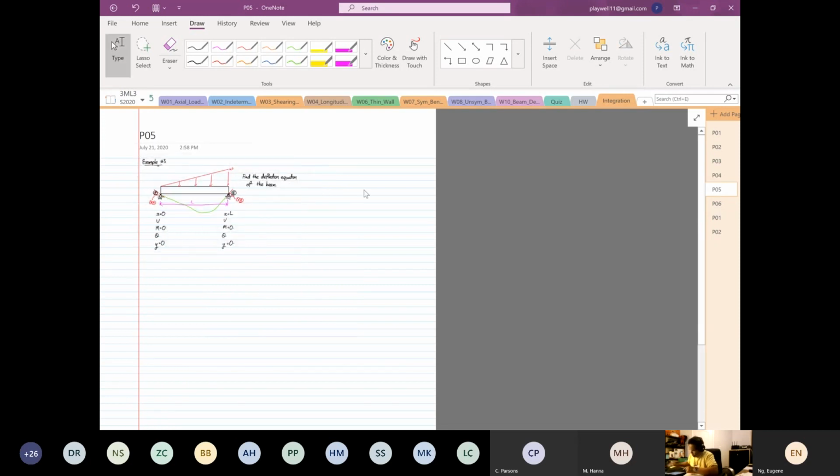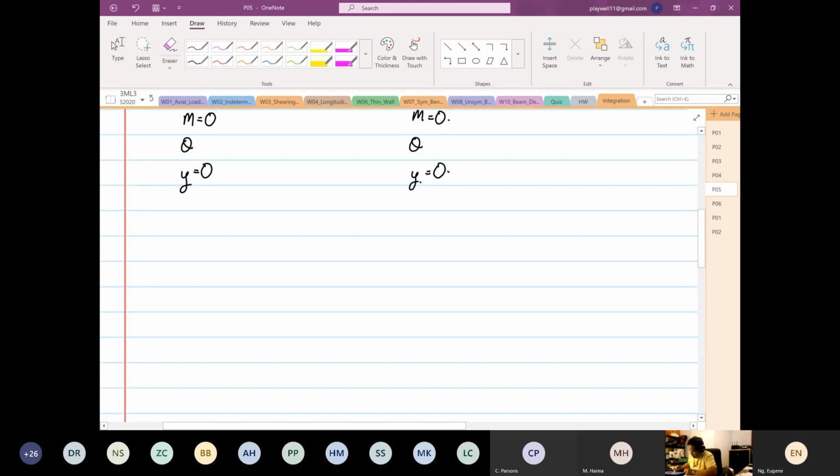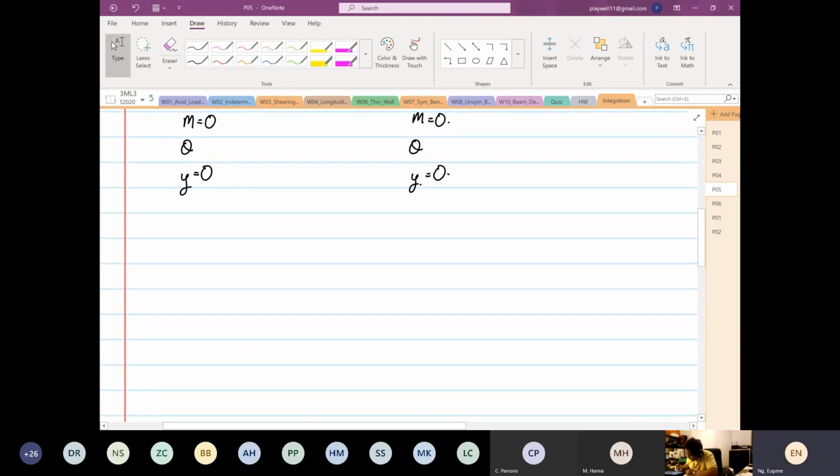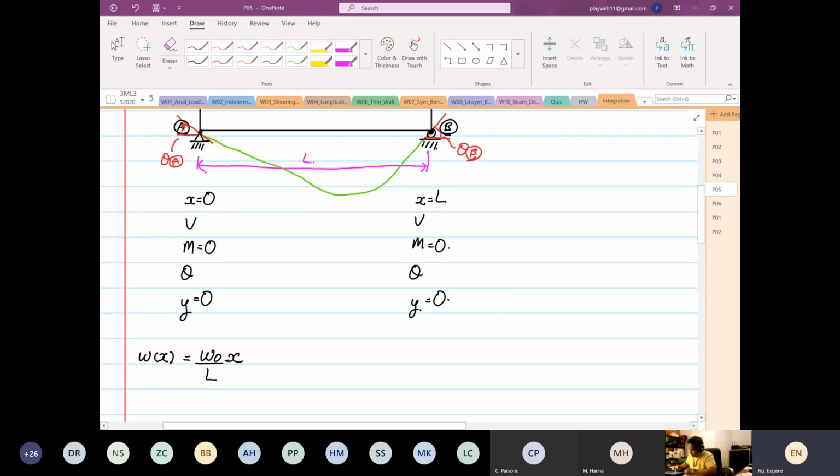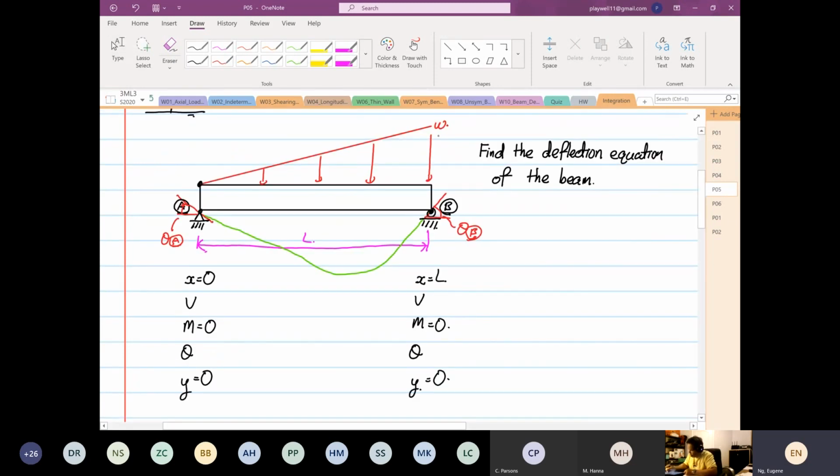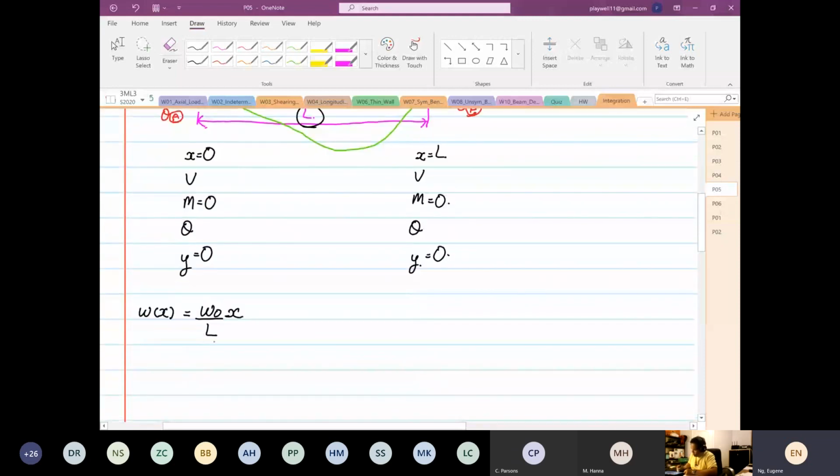So now we're going to find omega as a function of x. So this will be equal to omega naught over the entire length L as a function of x, right? Because for this case, we start from 0 load and then we go to a maximum of omega naught. So the slope is omega naught over the distance L, and it's a positive slope. That's why omega naught over L. And as a function of x, the y-intercept is equal to 0 over here because we start from 0.